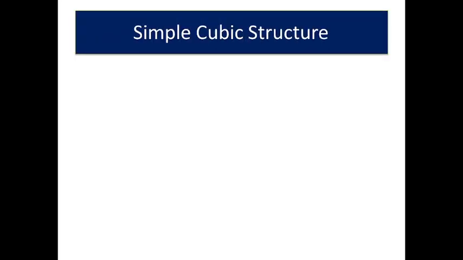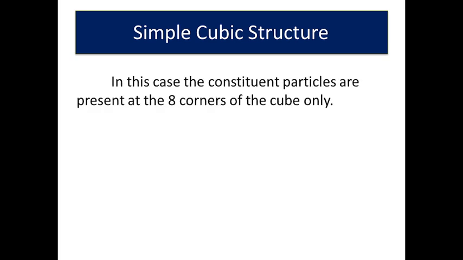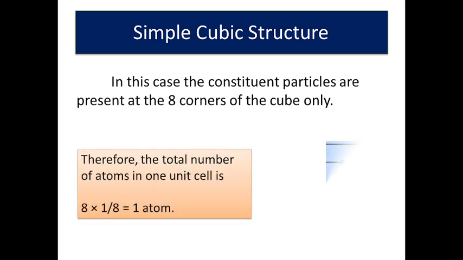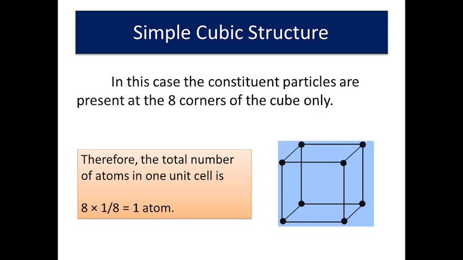What is simple cubic structure? In this case, the constituent particles are present at the 8 corners of the cube only. We can see in this figure there are 8 atoms at the corners. These 8 atoms are shared with 8 unit cells. So 8 into 1 by 8 is equal to 1 atom. That is 1 atom per unit cell of simple cubic structure.